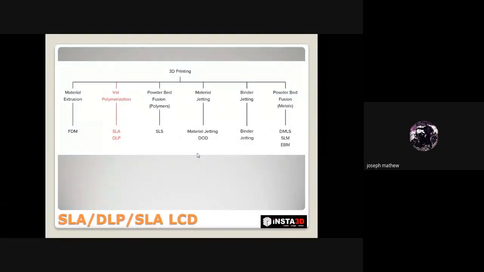So the next technique is VAT polymerization, which is called SLA or DLP or SLA LCD technique. SLA is called stereolithographic apparatus, whereas DLP is called digital light processing. Combining these two technologies is the one called SLA LCD technique. So we are going to look at what SLA and DLP technology are.